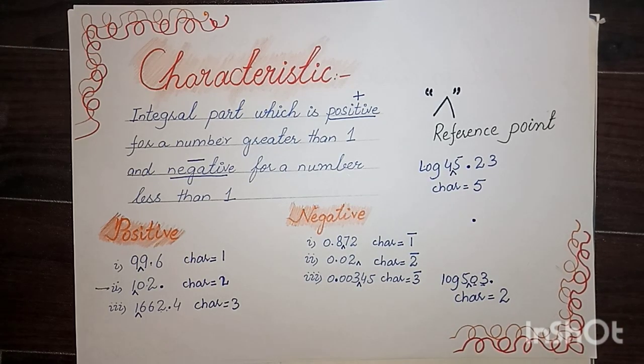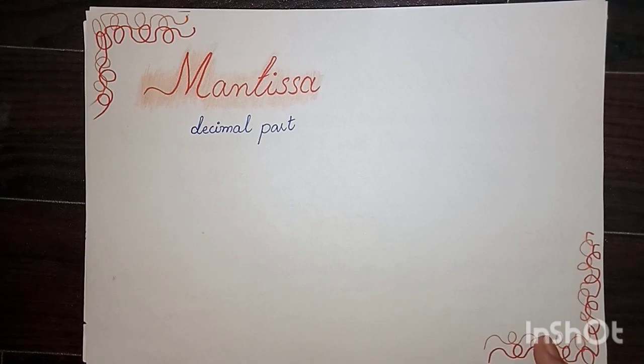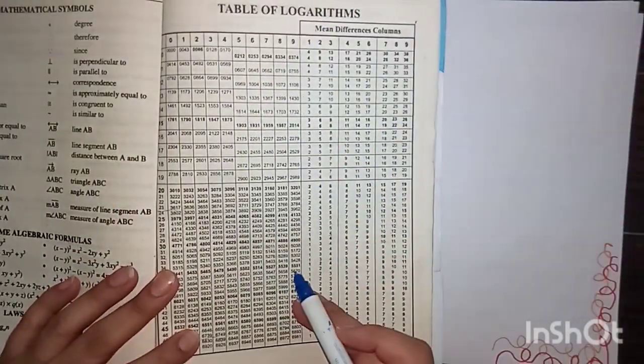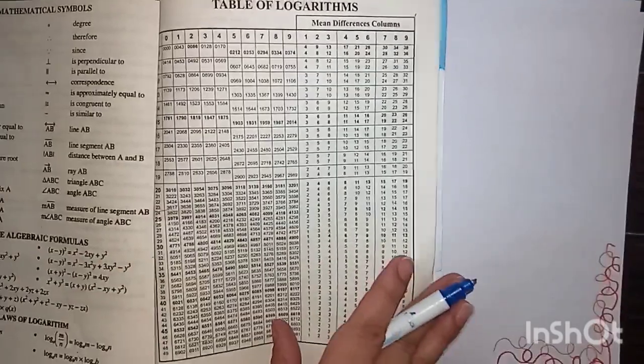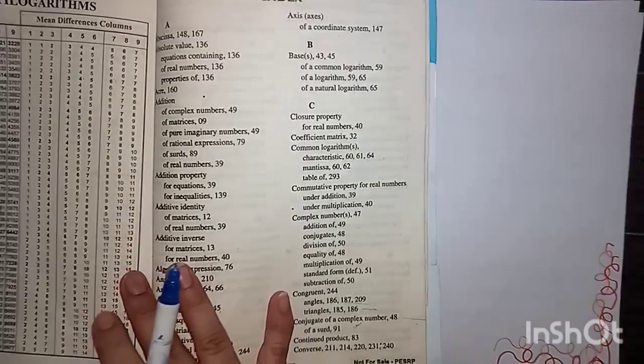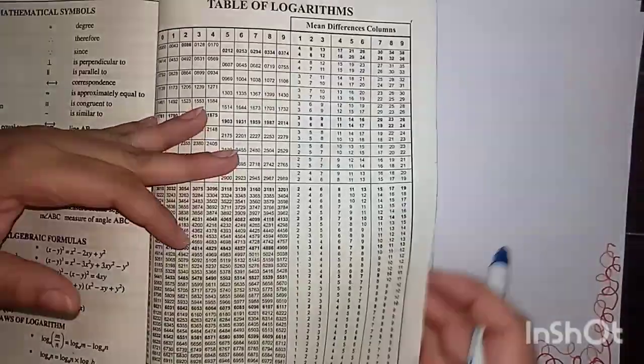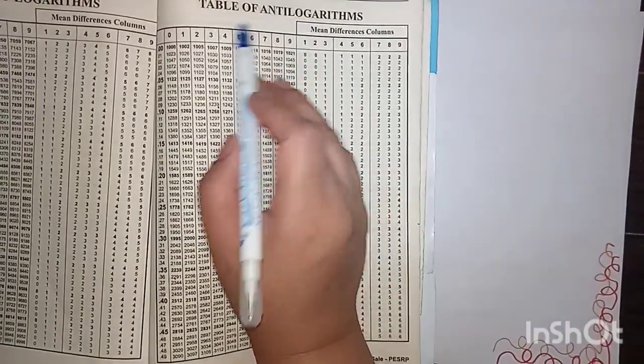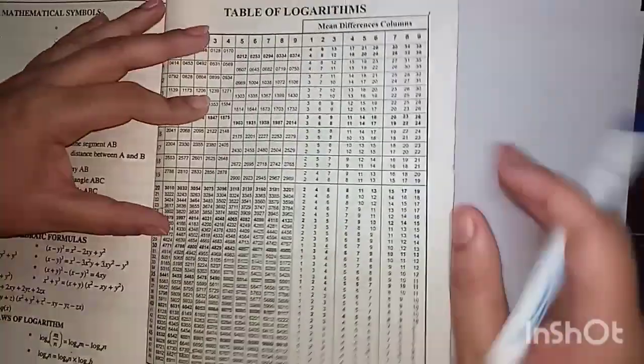Now we will discuss mantissa. As I told you before, the decimal part is called mantissa. So we will find the mantissa with the help of the logarithmic table. So this is a table of logarithm. From this table we will find our mantissa. There are 4 pages. The first 2, 1 and 2, are for logarithms, and the third and fourth belong to anti-logarithm. So we will discuss the logarithms, so we will use these.